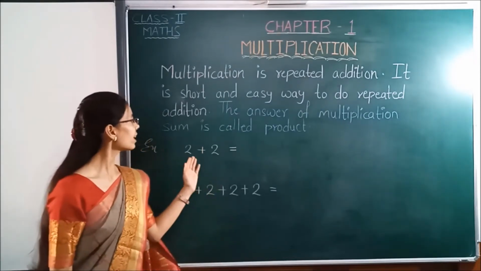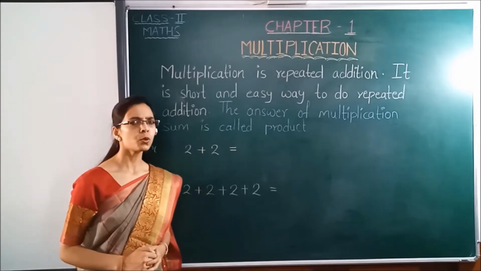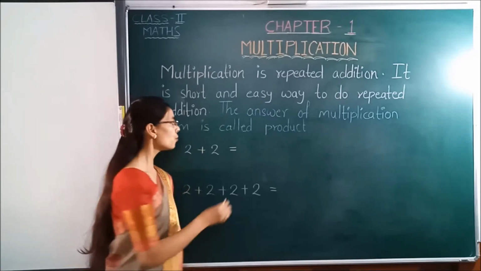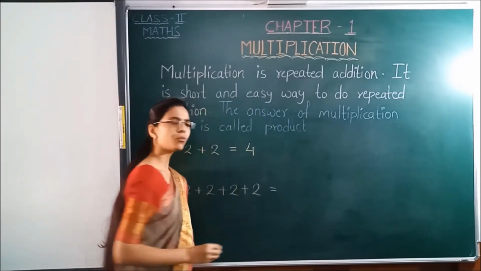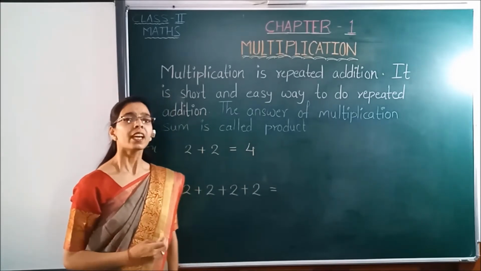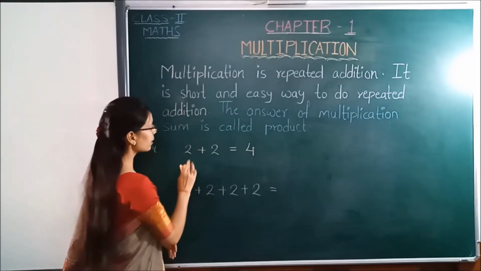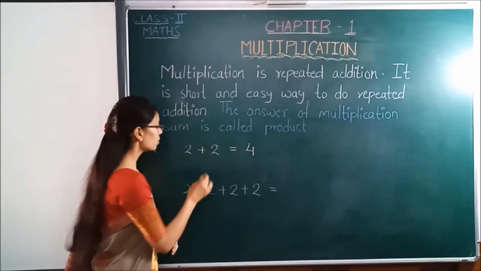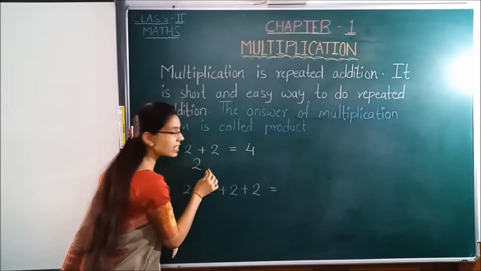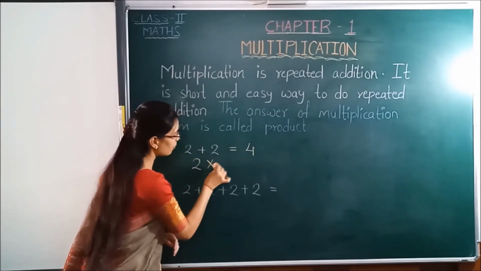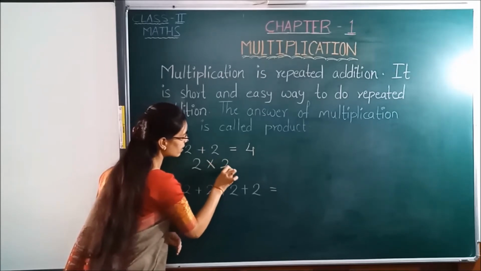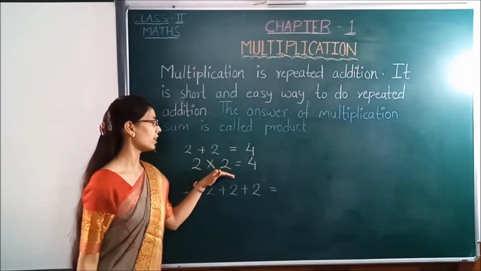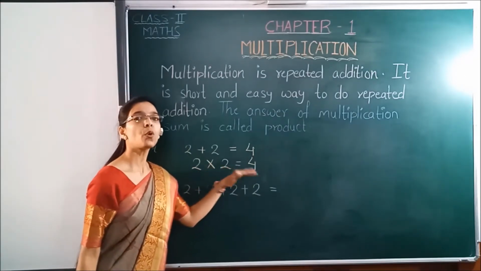So look here. Here is 2 plus 2. 2 plus 2, how much? 1, 2, 3, 4. So our answer is 4. So how will we do this in multiplication? Look here. 2 plus 2 means 2 times 2. So we can write in an easy way, 2 multiplied by 2 is equal to 4.